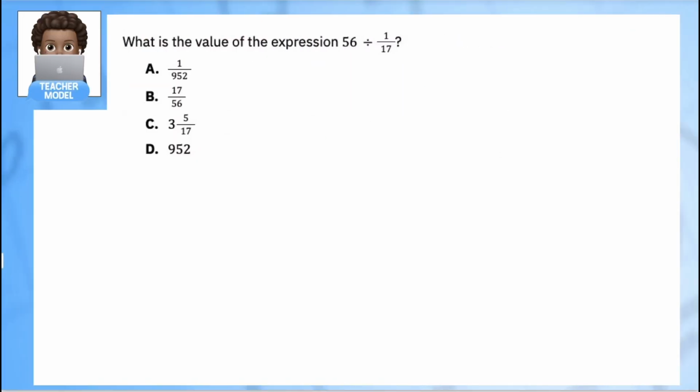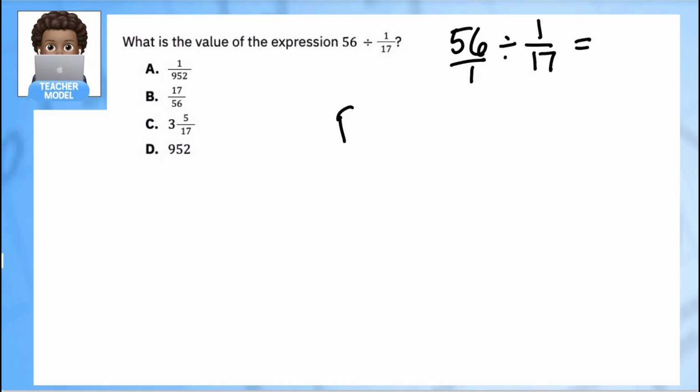So here, let's look at this first one. What is the value of the expression 56 divided by 1/17? Oh, that's ugly. Okay, so we have 56, and I'm going to give myself some space, divided by 1/17. I could just leave it this way, but look at how ugly this is. 56 divided by 1, that's easy. That's just 56. But 1 divided by 17, whew, nope.